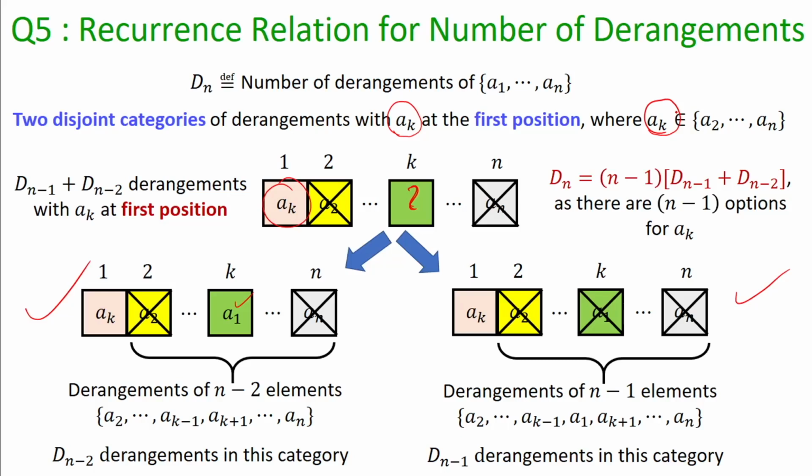Now, since there are n minus 1 options for a of k, my a of k could be a2, a3, or a of n. And for each possible a of k, I have d of n minus 1 plus d of n minus 2 derangements. So that's why the overall formula for the number of derangements will be n minus 1 times the summation of d of n minus 1 plus d of n minus 2.